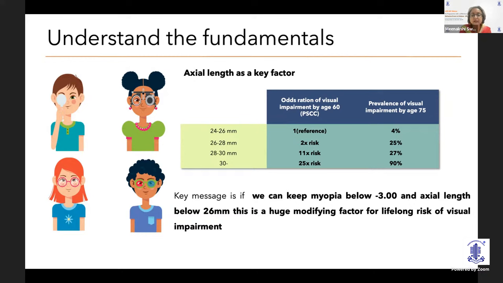That's terrible, right? So really, what is the key message? If we can keep the myopia below minus 3 and the axial length below 26, it's a huge modifying factor for lifelong risk of visual impairment. So this should be your goal. You're sitting out there and a child has come to you and the child is already minus 0.5. Your goal is to see, hey, what all can I do to keep the myopia below minus three? And you have to have some axial length data to support your treatment plan. All right. Okay, moving on.